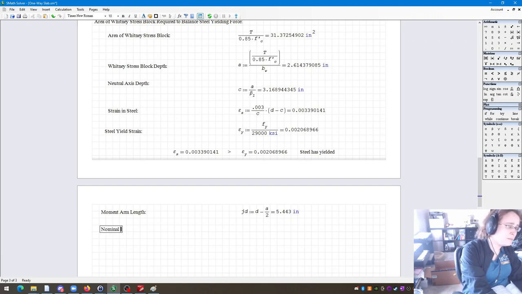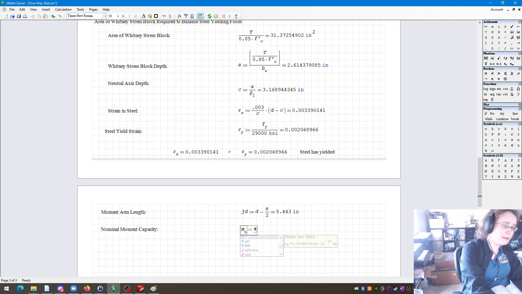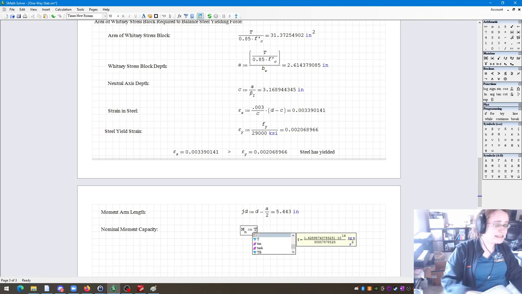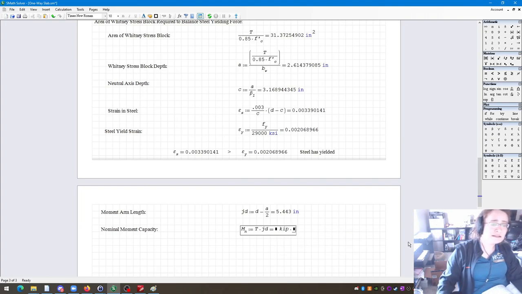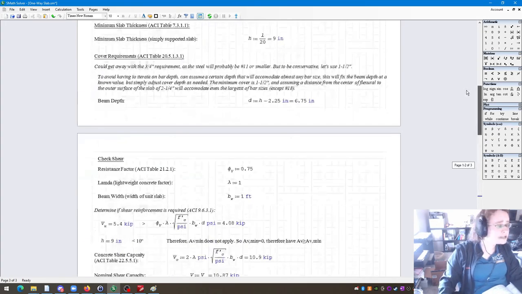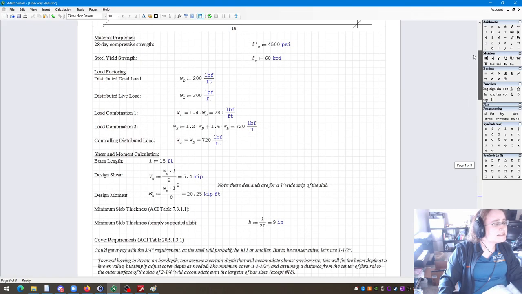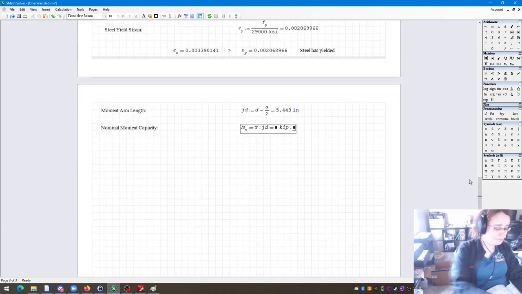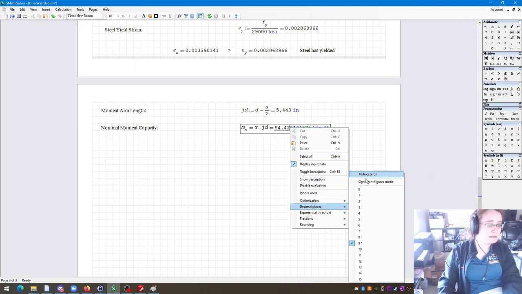We can then get our nominal moment capacity. So our Mn is going to simply be T times jd, and we don't want it in joules. What did we report our previous maximum calculation in? We did that in feet, so I'll do the same. 54.4 kip-feet.